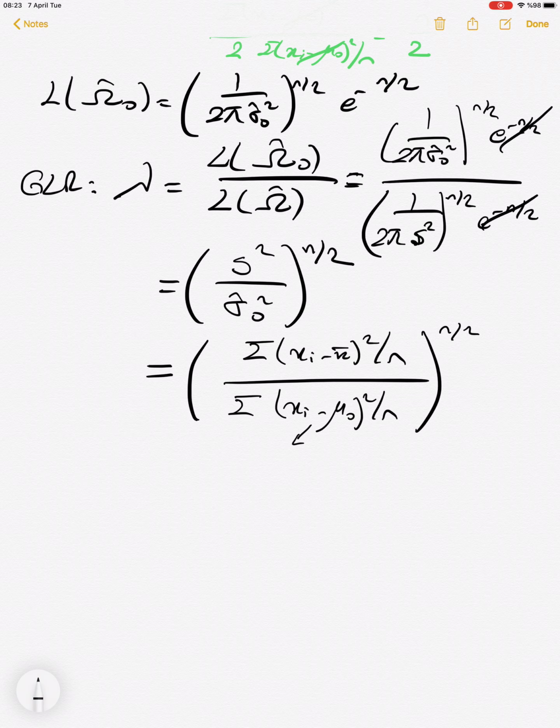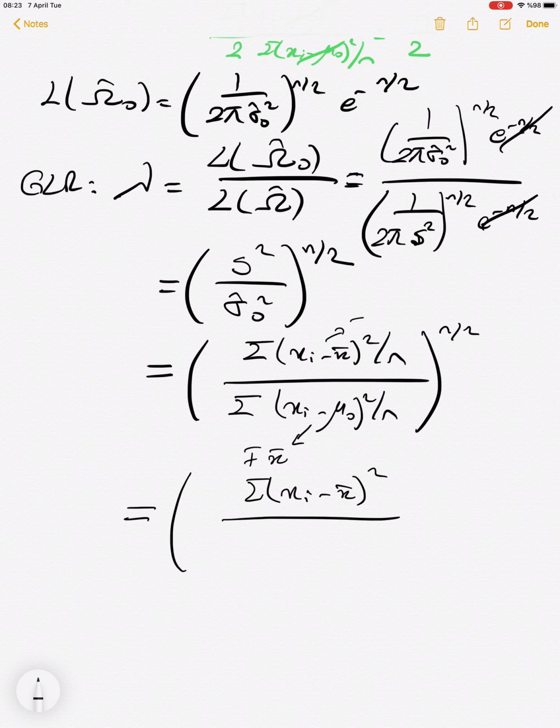It might be easier to put x bar plus minus x bar terms under the denominator, so we will end up with a known distribution actually. But you can try the other way, putting mu 0 plus minus mu 0 in this part. But let's try this. So we have summation (x_i minus x bar) whole square divided by summation (x_i minus x bar plus x bar minus mu 0) square, and over 2.